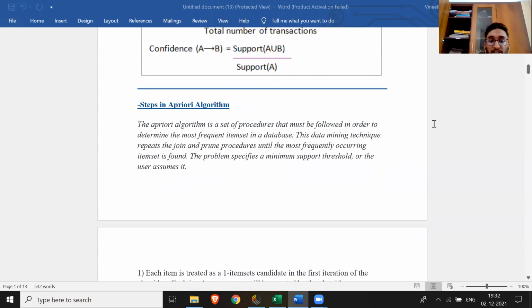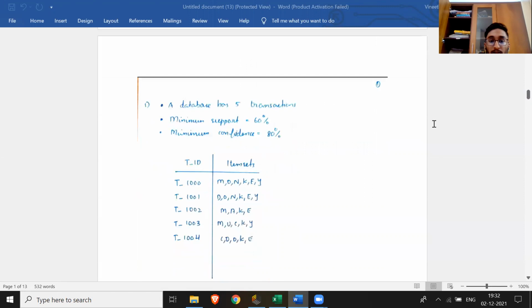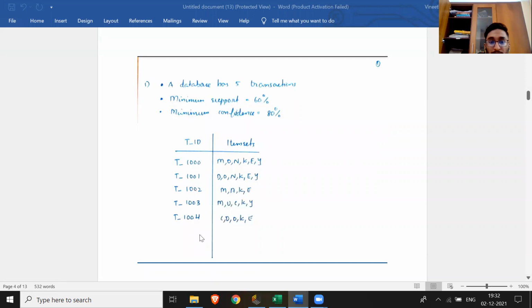Now, I wish to explain this with the help of an example. Let's consider a database with 5 transactions. The minimum support for this is 60%, and the minimum confidence level is 80%. Support and confidence will help us to know how frequently an item set occurs in a particular transaction in this particular data set. So we can see these 5 transactions and the item sets: monkey, donkey, make, mucky and cook.